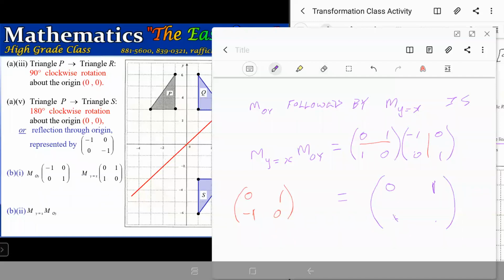And this value down here is this row times this column. See there, 1 times -1 and 0 times 0. That is -1. So you see the value down here is -1, which is what you're supposed to get.